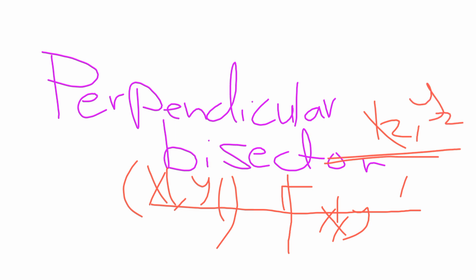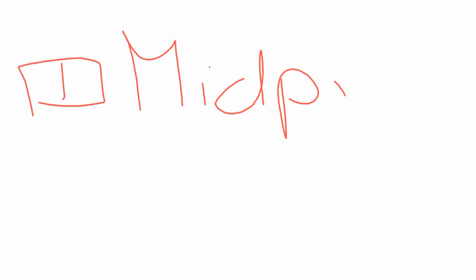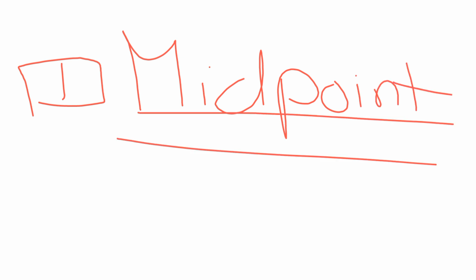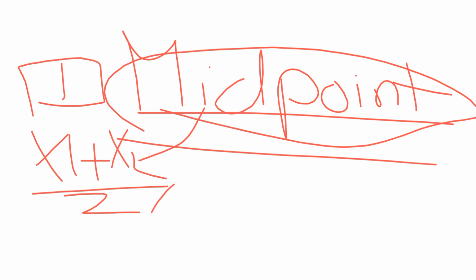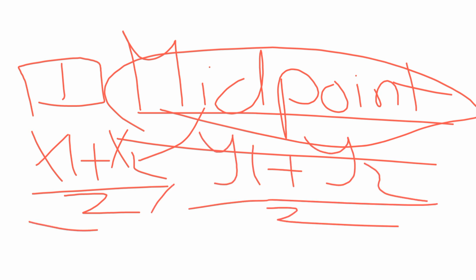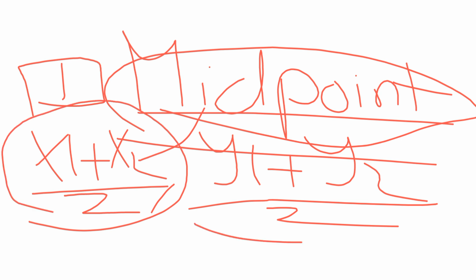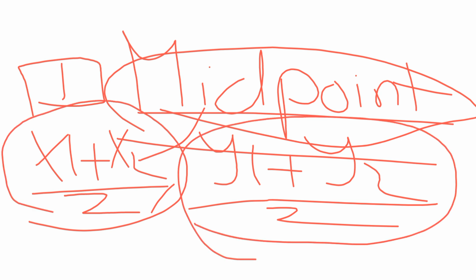In the first step for the perpendicular bisector in locus, I have to find the midpoint. What is the rule for the midpoint? The rule for the midpoint is (x1 plus x2) over 2 and (y1 plus y2) over 2.